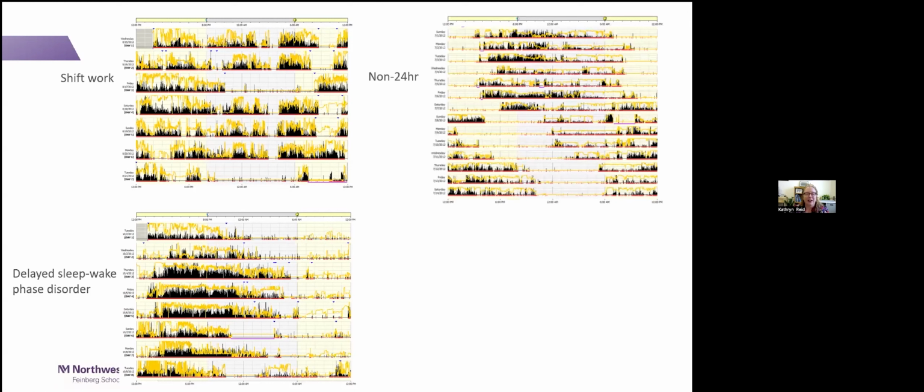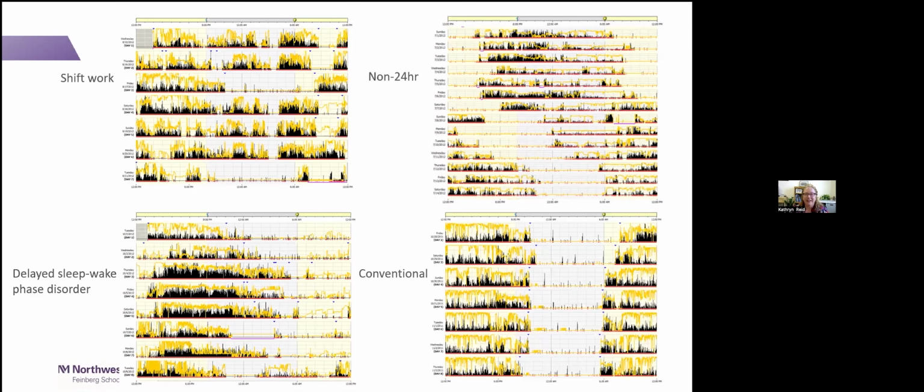We also look at people with non-24 disorder, and in this case, we have somebody who is awake at night and sleeping during the day for about a week, and then their clock kind of free runs a little and drifts a little bit later every day. And so they're getting light and dark at various times of the day.